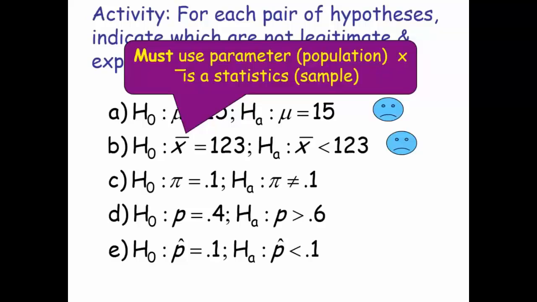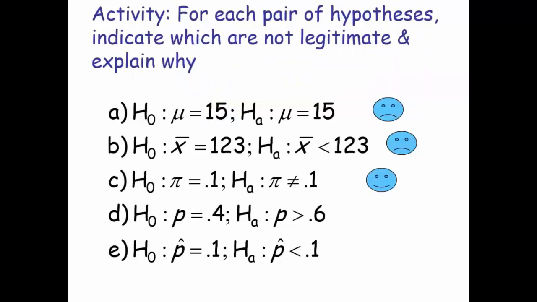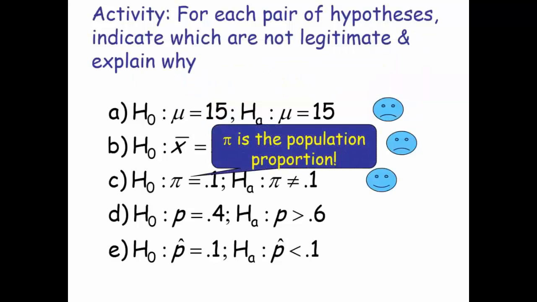Statement C, pi equals 0.1 versus pi does not equal 0.1. That actually is a good one. The pi symbol is representing a population proportion, so that one we're fine. And it's a two-tailed test, so it's not equal to. We can have a not equal to in there, just can't be equal for the alternative.